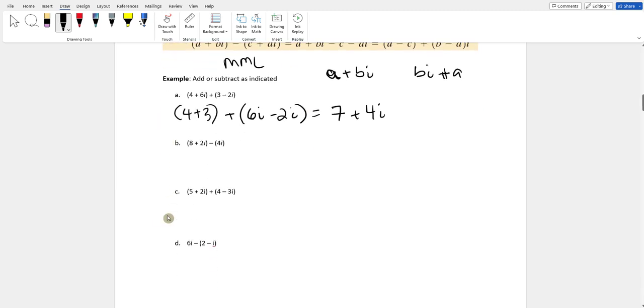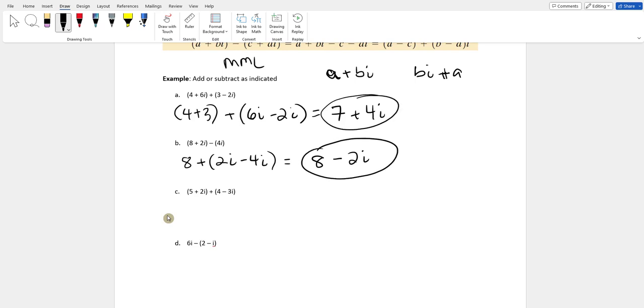We have 8 plus 2i minus 4i. So 8 is by itself, so I don't have to group it with anything. But I'm going to take the 2i minus the 4i. I'm left with 8 minus 2i. The next one is 5 plus 2i plus 4 minus 3i. Once again, group the real numbers and then group the imaginary numbers. We get 9, and then 2i minus 3i is -1i, or you can just put -i or minus i.